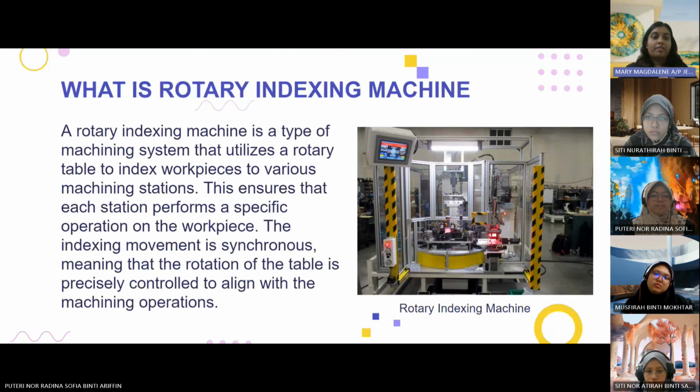Next, the rotary indexing machine. A rotary indexing machine is a type of machining system that utilizes a rotary table to index workpieces to various machining stations. This ensures that each station performs a specific operation on the workpiece. The indexing movement is synchronous, meaning that the rotation of the table is precisely controlled to align with the machining operation. And this is the example of rotary indexing machine.